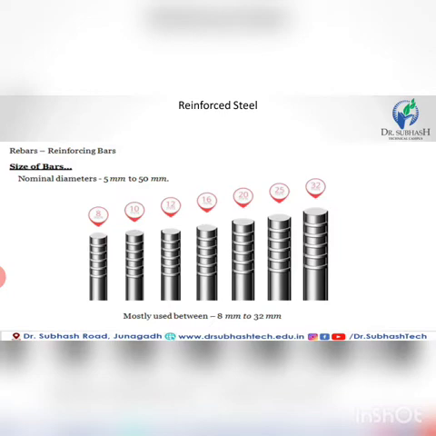Advantages of HYSD bar. First, HYSD bar has higher yield strength compared to mild steel bar. Second, because of high yield strength, the mass of steel required is reduced, which leads to overall economy. Third, the HYSD bar has better bond with concrete.